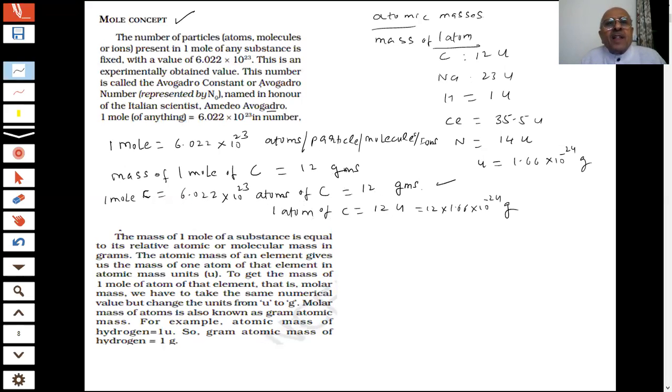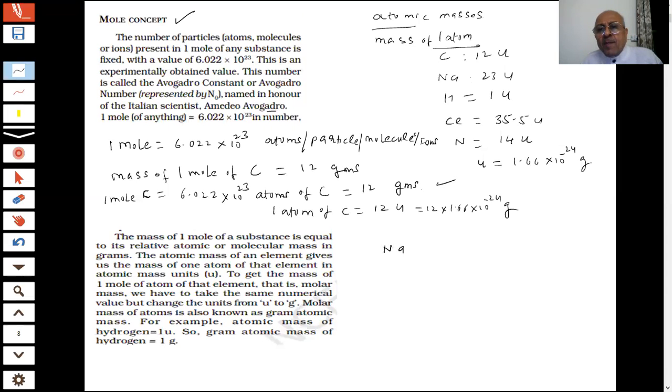And this is why the mole concept was given, students. You can see it is represented by N0, Avogadro's number. It is called Avogadro's number because it was given by Amedeo Avogadro. In other words, students, I am making things very simple for me. It was determined that if there are 6.022 × 10 power 23 atoms of carbon, their mass comes to be 12 grams, students. Similarly, for other atoms also, we can convert U into grams.